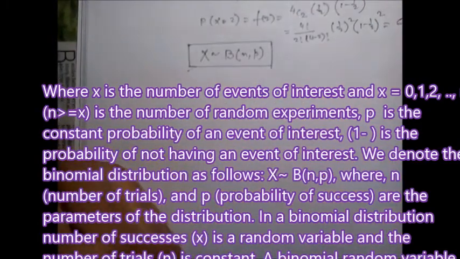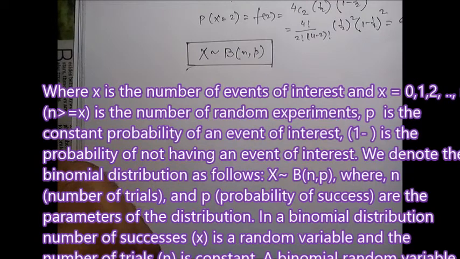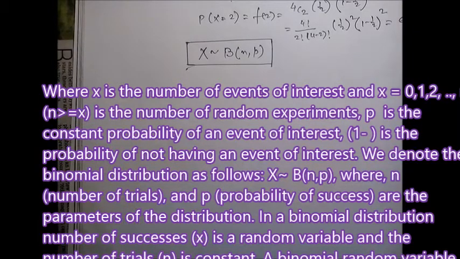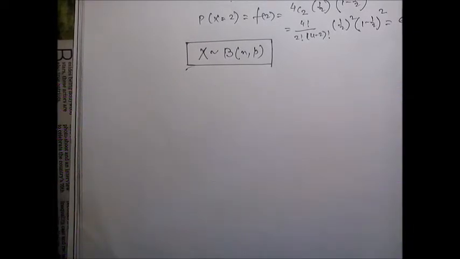Where n, the number of trials, and p, the probability of success, are the parameters of the distribution. In a binomial distribution, the number of successes x is a random variable and the number of trials is a constant. A binomial random variable is a variable which follows the binomial distribution. Now, mean, variance and standard deviation.